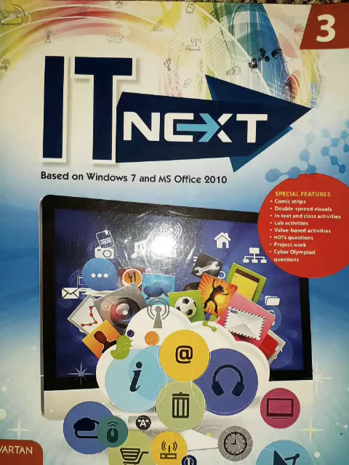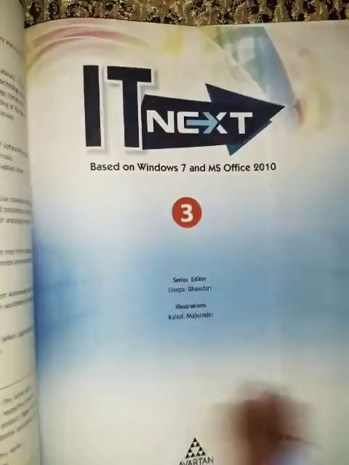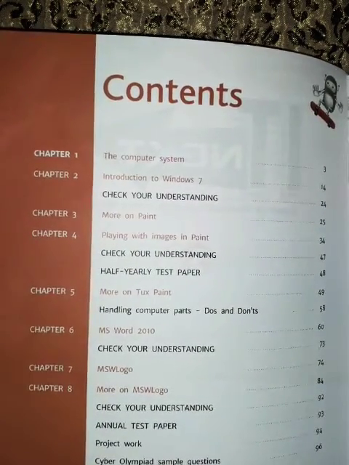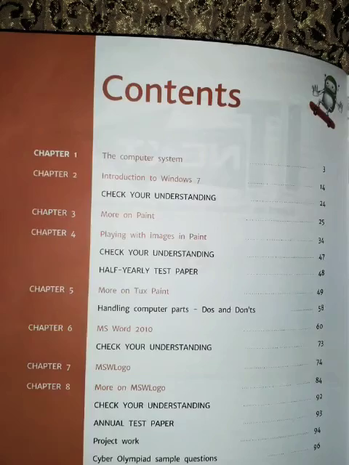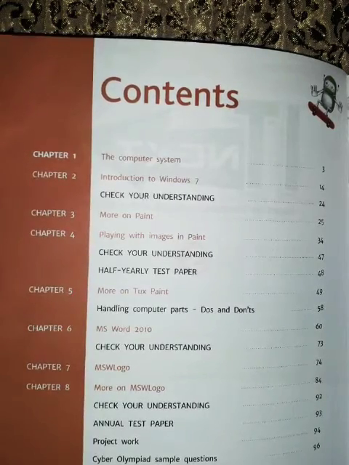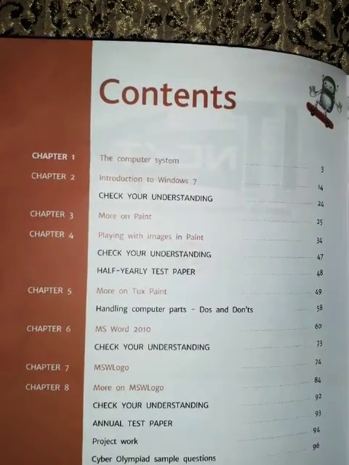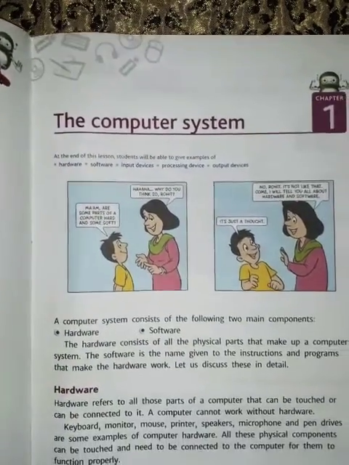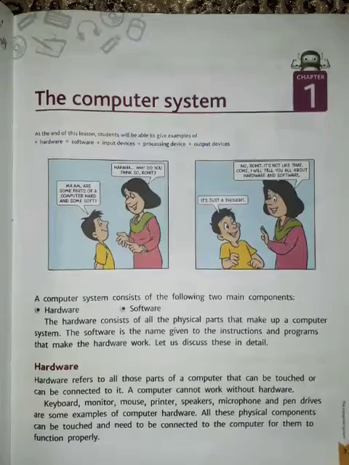The students, these 2 chapters are, as you can see in the contents, first chapter computer systems and second chapter introductions to Windows 7. Students, today we revise again the first chapter, the computer system.